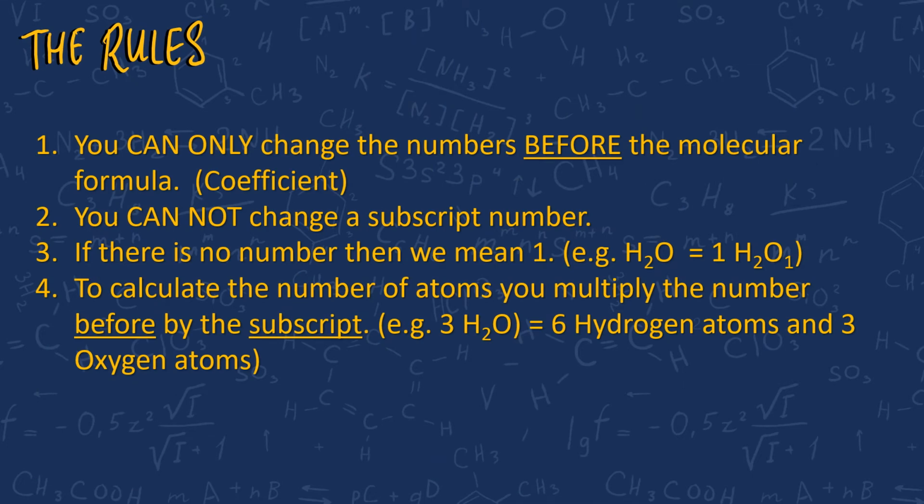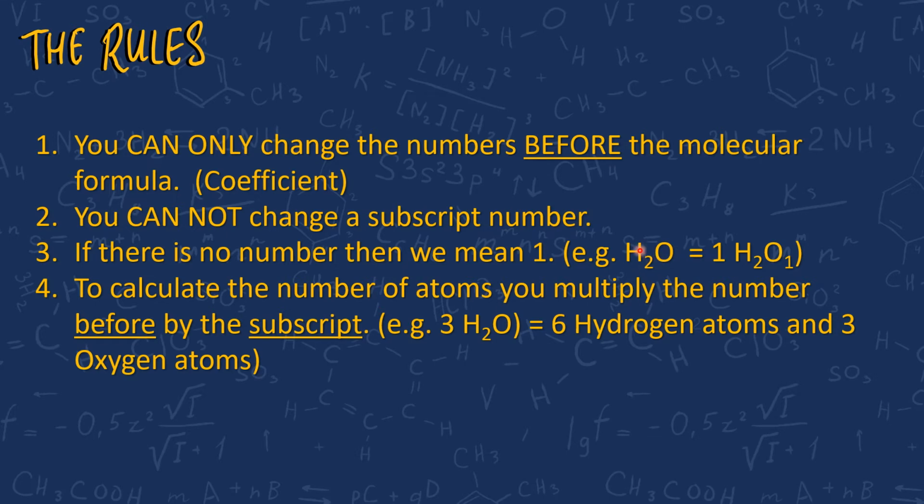Right, the rules of balancing equations. Using the conservation of mass principle, we know that we need the same amount of a chemical on one side of the reaction as the other side of the reaction. So these are the rules. You can only change the number before the molecular formula. So there are big numbers before a molecular formula.